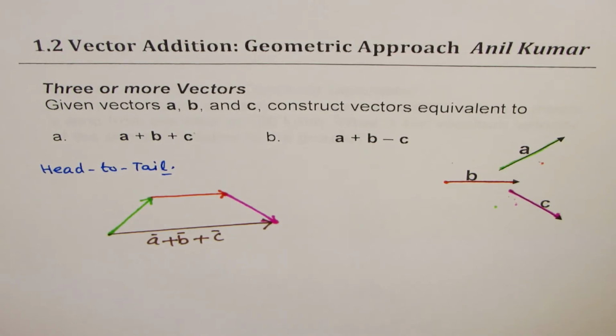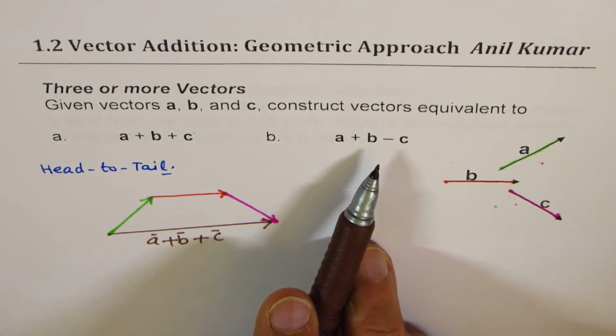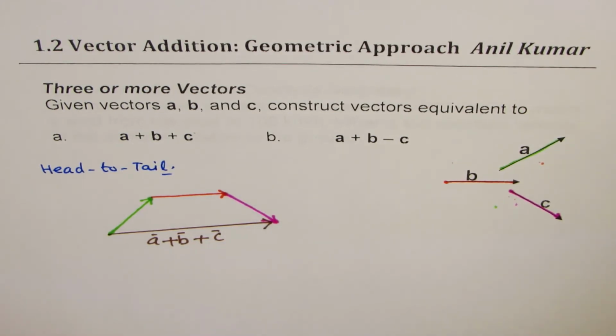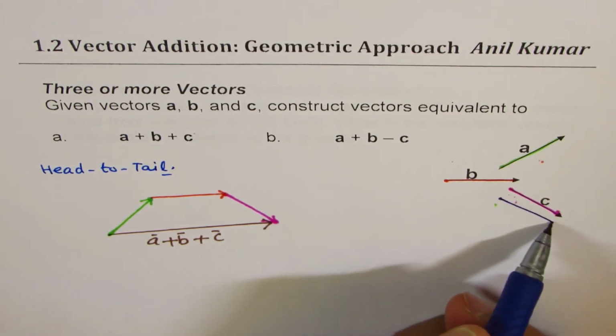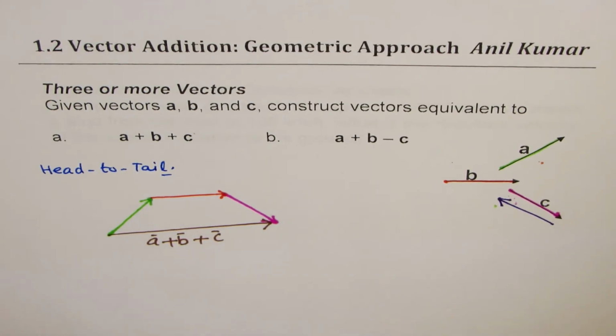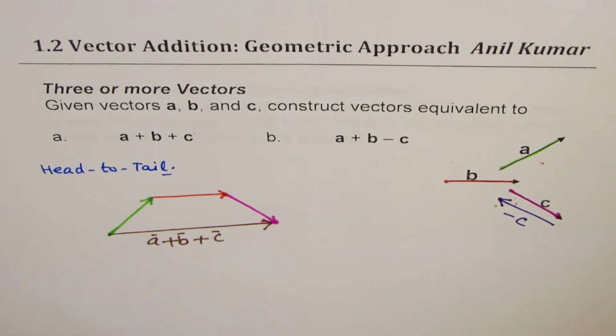Perfect. Now in the next example, we have to do minus C. Now what is the meaning of minus C? Minus C basically means that the direction is reversed, right? That is what it means. So we are given C just parallel to this, but opposite in direction. That will be minus C to us. Correct? So let me redo the whole thing with minus C this time.